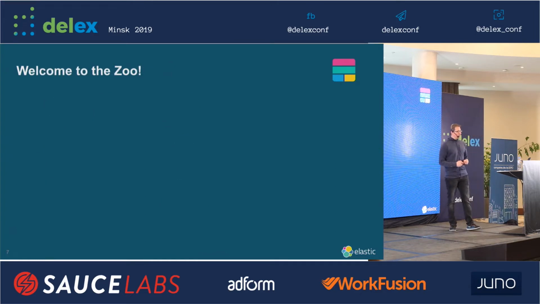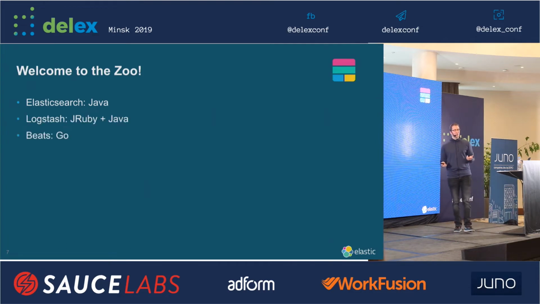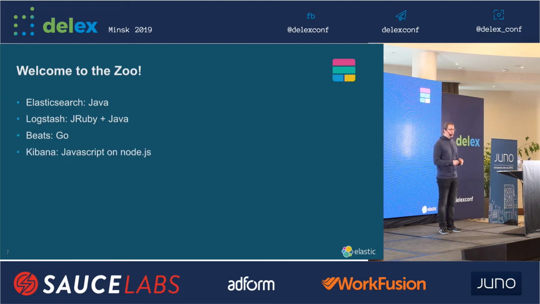So how does it look? Basically, all of our products are written in different programming languages. All of our products have different dependency management systems. All of our products have different release mechanisms. We have Elasticsearch in Java, Logstash in JRuby and Java. Beats are written in Go. Kibana is written in Node.js. So we pretty much have all the different systems in place that you can imagine.